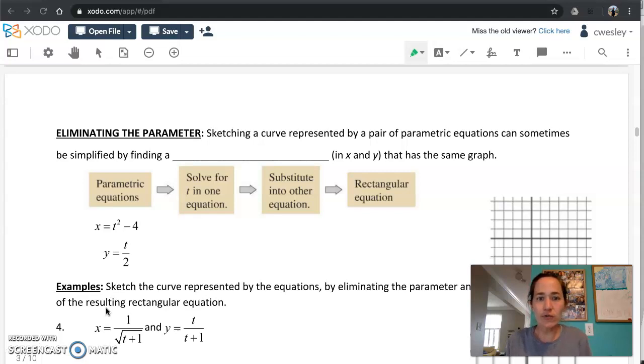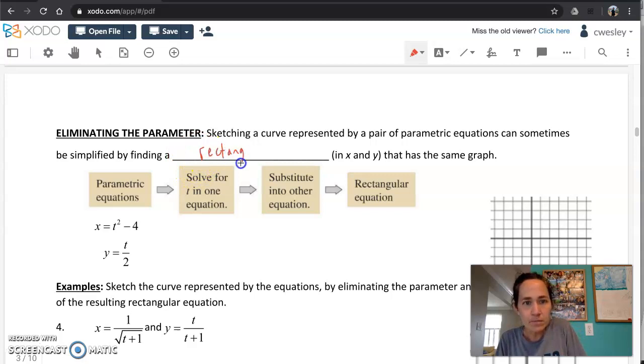It says sketching a curve represented by a pair of parametric equations can sometimes be simplified. So what we're going to do today is hopefully make graphing a little bit easier by finding a rectangular equation, and by rectangular, we mean just in terms of x and y, that has the same exact graph. Maybe if we can use our previous knowledge of graphing normal xy functions, it could go quicker and we wouldn't have to make a full table like we did on the last page for every single parametric equation we graph. And there's a good set of suggestions in a little flowchart in this first example.